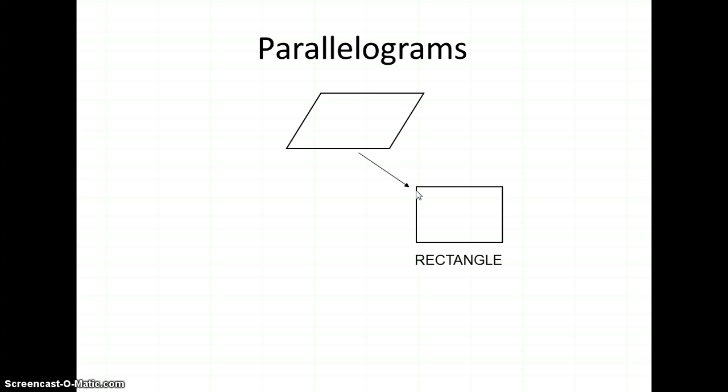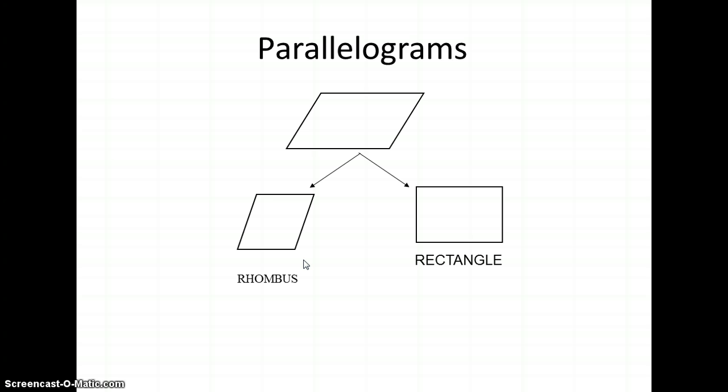Another special kind of parallelogram is a rhombus. And a rhombus is a parallelogram because opposite sides are congruent and opposite sides are parallel. But a rhombus is special because it is a parallelogram that has 4 equal sides, or 4 congruent sides. So parallelograms can be broken into 2 groups: rectangles, which are parallelograms with 90-degree angles, and rhombuses, which are parallelograms with 4 equal sides.